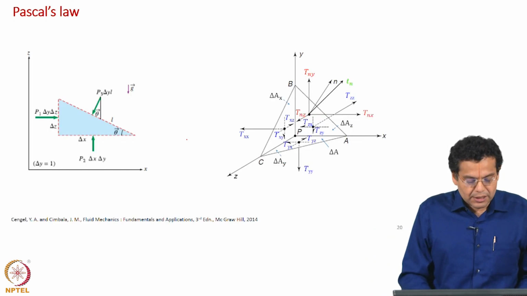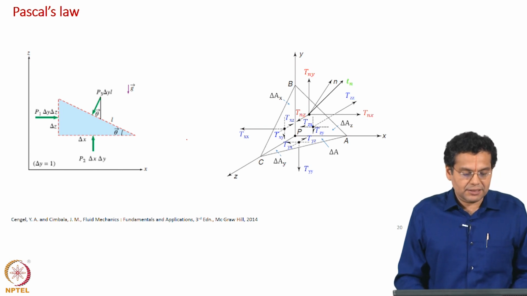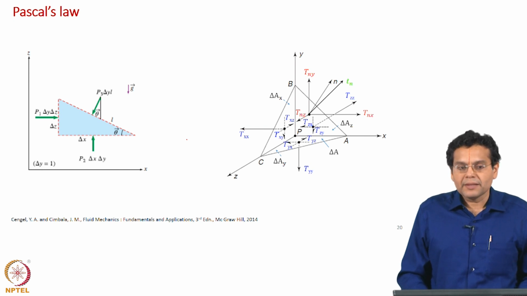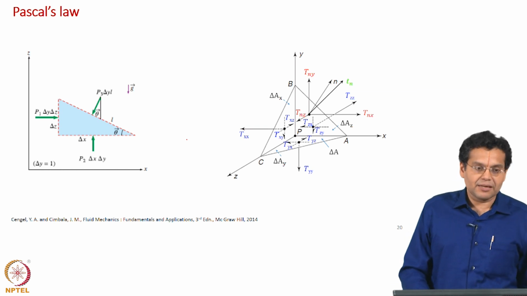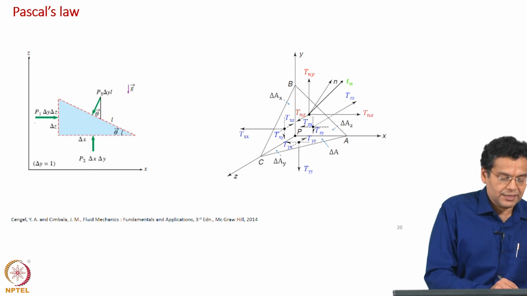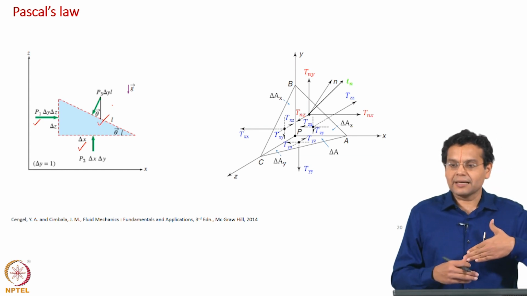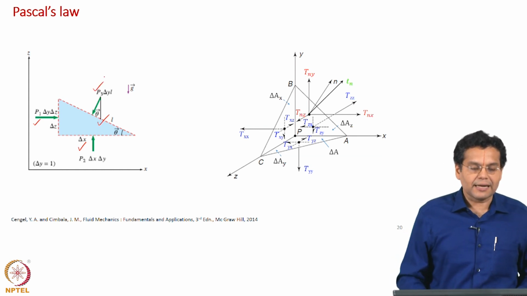Just want to compare the way in which Pascal's law is discussed in fluid mechanics books and then what we have discussed. It may so appear that what we have discussed is different from what is in the books, just want to show that both are the same. I have taken this picture from this book, Cengel. What they show is a wedge shaped element, and they show pressure acting on the faces, and then look at this, any surface inclined at an angle, and they show the pressure acting on that face.